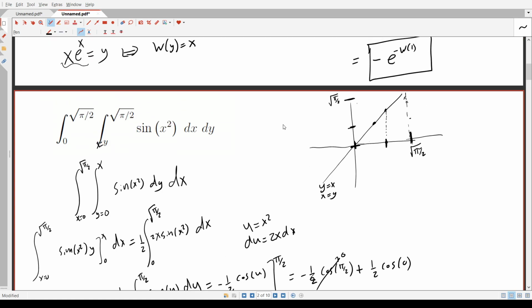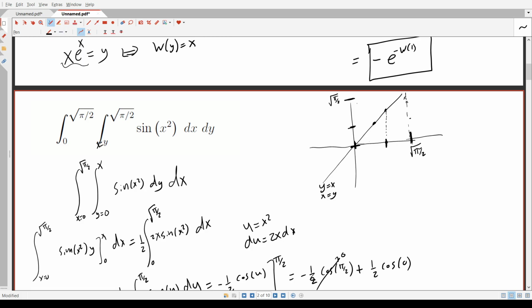Okay, are you guys clear on how I switch the bounds? I should switch back over to the right chat. Are you guys clear on how I switch the bounds? Yeah. Okay.